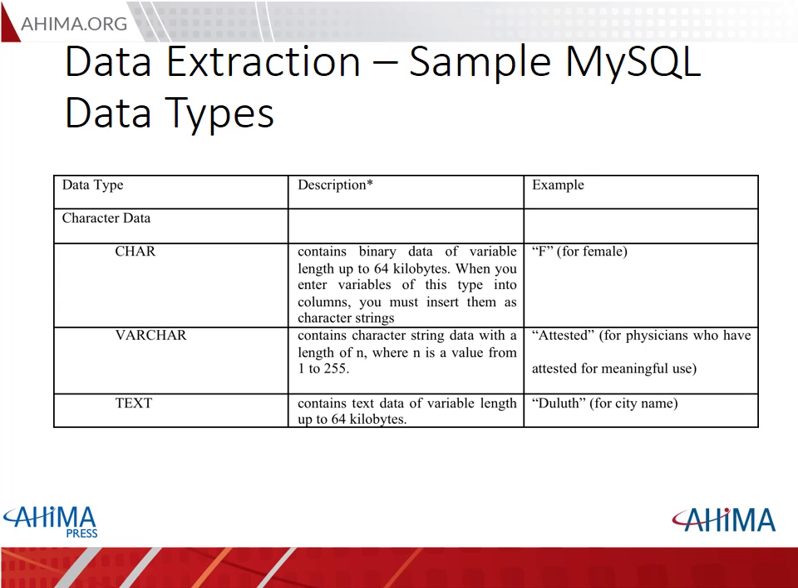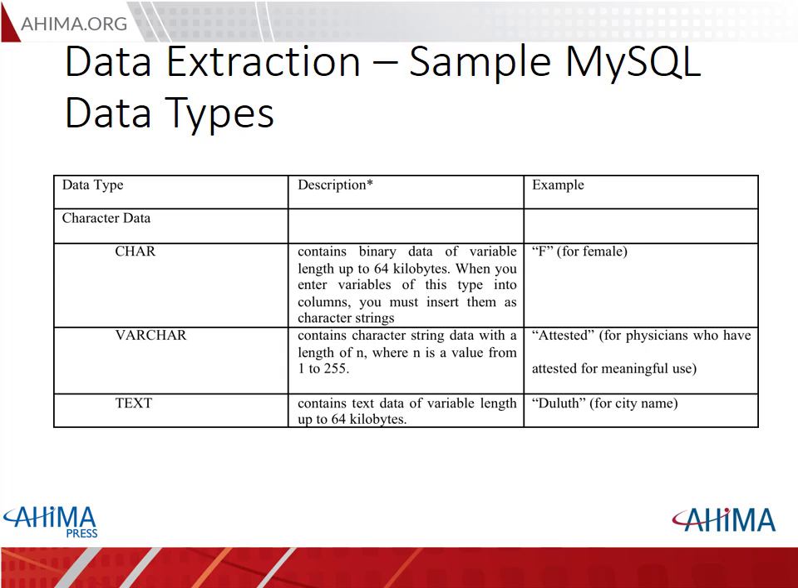Character data, sometimes we call this text or string. This would be letters and numbers. So char, C-H-A-R, here's a description, and an example could be the letter F. It could also be the word female. Varchar contains character string data with a length of n, where n can be a value from 1 to 255. So this could be any number of alphanumeric characters. It could be like whole sentences, full names, anything that is up to 255 characters.